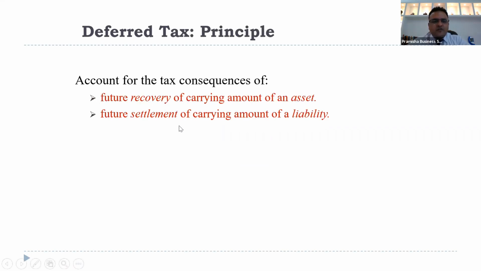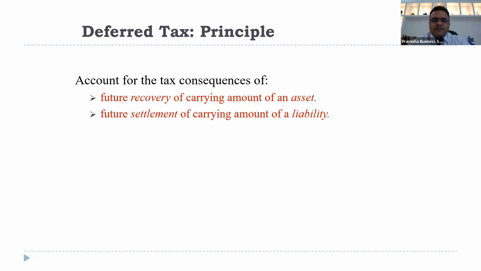Account for the tax consequences of future recovery of the carrying amount of an asset. Future recovery of the carrying amount of an asset means taxable temporary difference. You are using an asset, consuming it, and charging depreciation, and recovering it in the form of depreciation. On what basis do tax authorities allow you depreciation, accelerated or reduced? If they allow you accelerated depreciation, it will result in DTL. If they allow you reduced depreciation in initial years and continue to give it for a period of 8 years in our example, it will result in DTA.